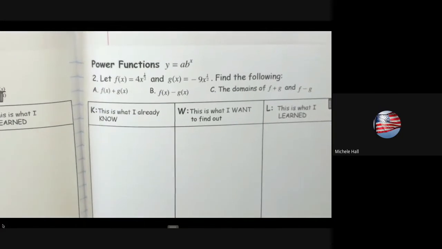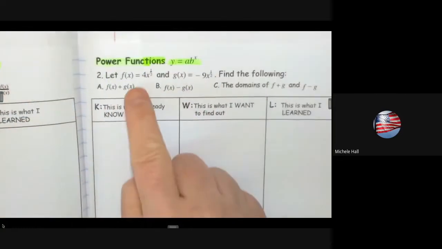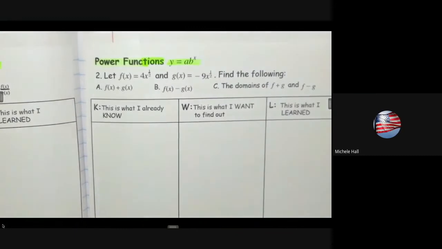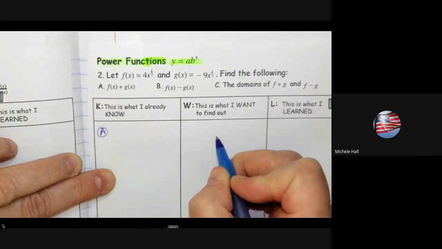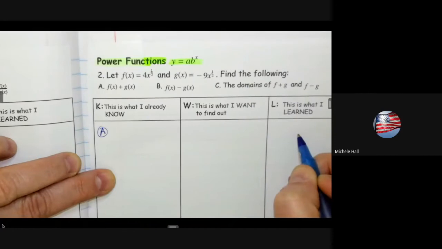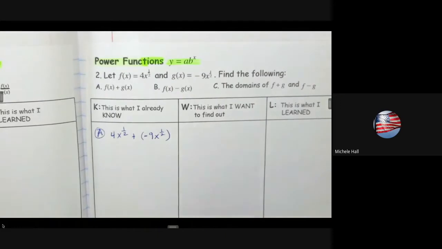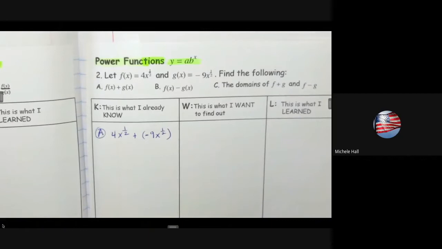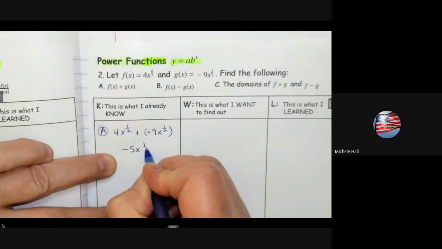Let's talk about power functions. Y equals ab to the x. F of x equals 4x to the 1/2, and g of x equals negative 9x to the 1/2. We are going to add these together. Do you know how to do this? Is this something that you need to find out? What have you learned so far? What is the rule for adding and subtracting variables? They need to have exactly the same variables and exponents, which we do. 4 minus 9 then is negative 5x to the 1/2.